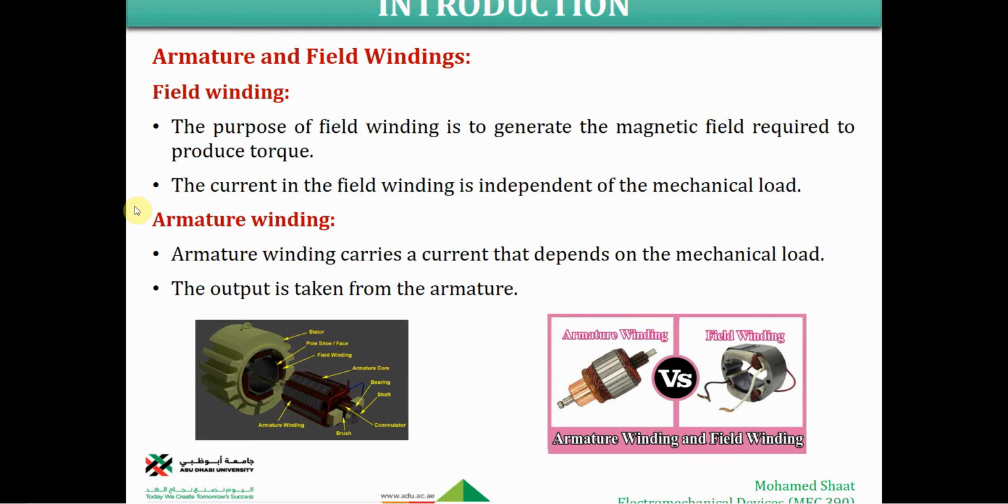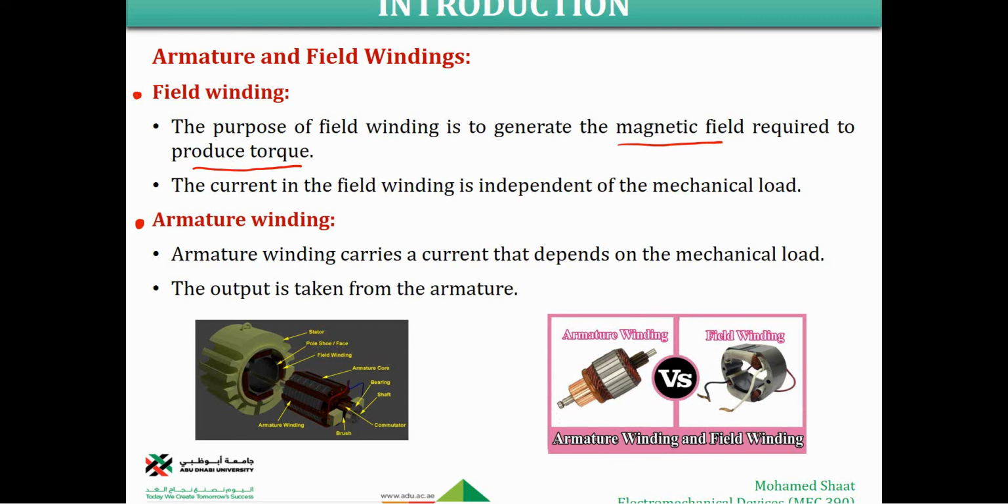So since we have two different types of windings, we can classify them as field winding and armature winding. The purpose of the field winding is to generate a magnetic field required to produce a torque. So the basic idea of electrical motors, as I'm going to show you in a video right now, is that we have to generate a magnetic field. This magnetic field is needed to produce a torque.